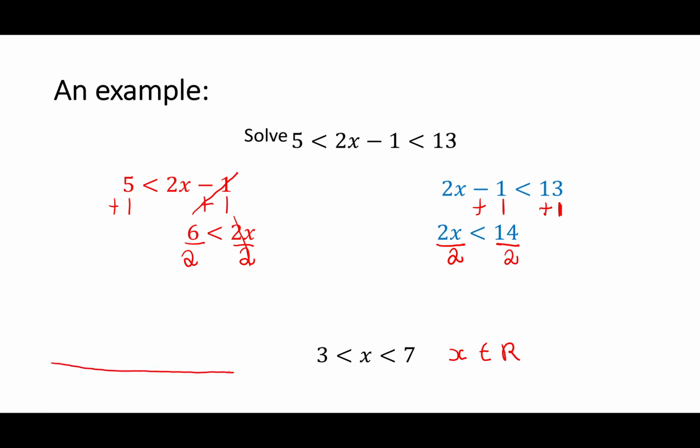To draw this on a number line, we will draw our number line going from 3 to 7. Draw an open circle at 3 and 7, and draw a line between them. This represents that x is any value that is greater than 3 or less than 7.